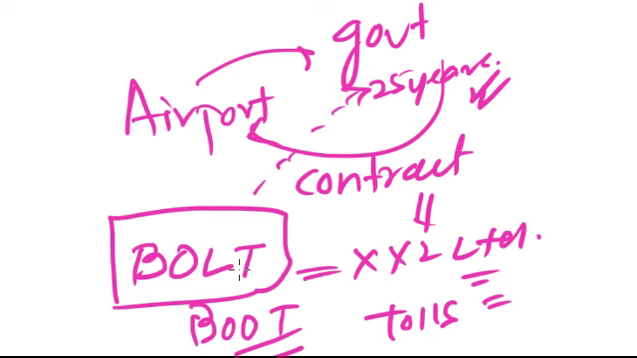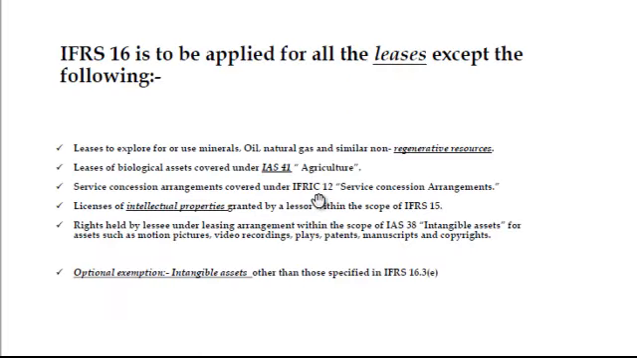One may specify it as a lease, but the standard specifically excludes any arrangement which forms part of IFRIC 12; it does not fall under IFRS 16. The fourth and fifth parts are related to intangible assets. I'm going to go through them once more. Licenses of intellectual property granted by a lessor fall within the scope of IFRS 15, which deals with revenue from contracts with customers. So this deals with any intellectual property right given by a lessor, and it should qualify under the definition of IFRS 15.